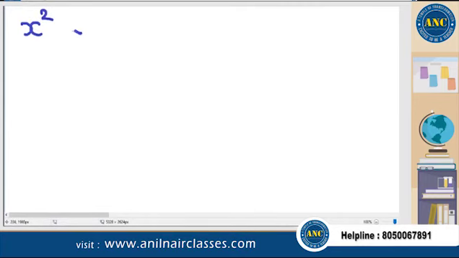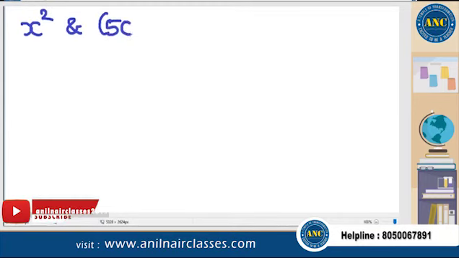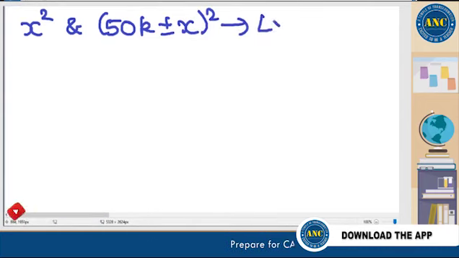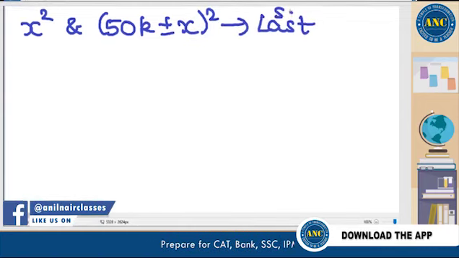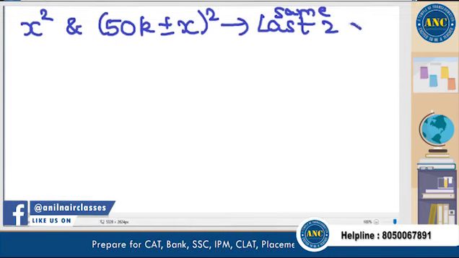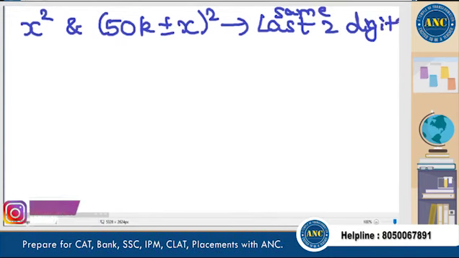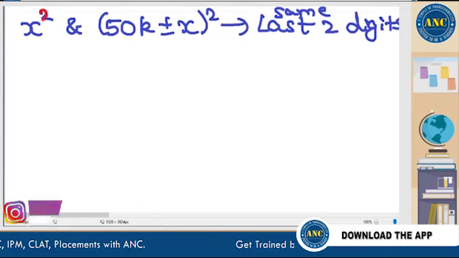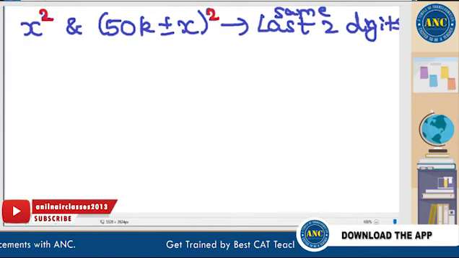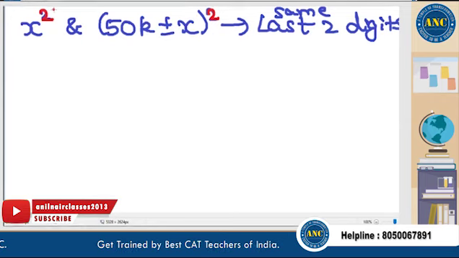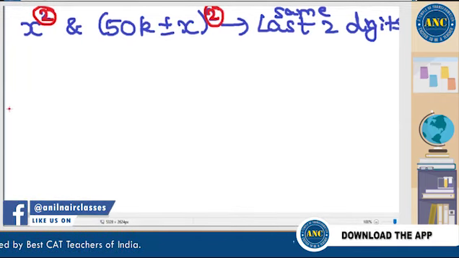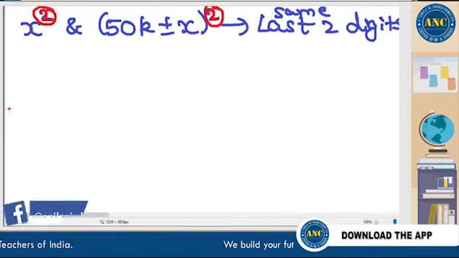The concept is x square and (50k plus or minus x) whole square, both will have the same last two digits, right? This is the concept which we learnt. That means this concept is extremely useful if the power is 2, or in particular an even power. If the power is 2 in general, it will be very easy for us to solve.